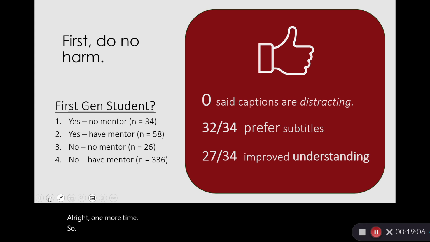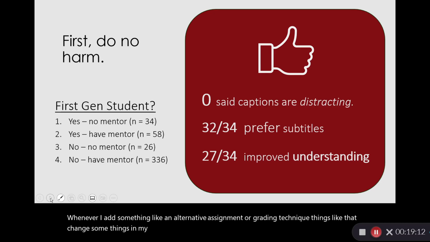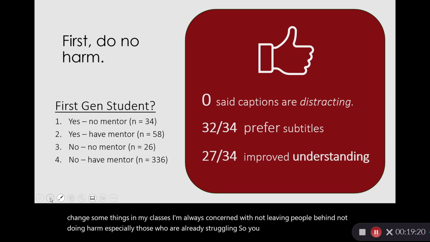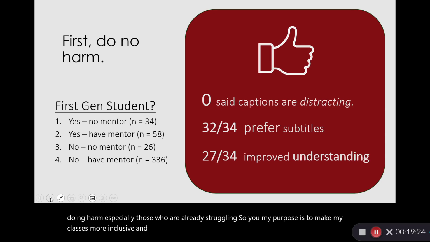Whenever I add something like an alternative assignment or grading technique, things like that, change some things in my classes, I'm always concerned with not leaving people behind, not doing harm, especially those who are already struggling. So my purpose is to make my classes more inclusive, and sometimes our new techniques can kind of get in the way of that.